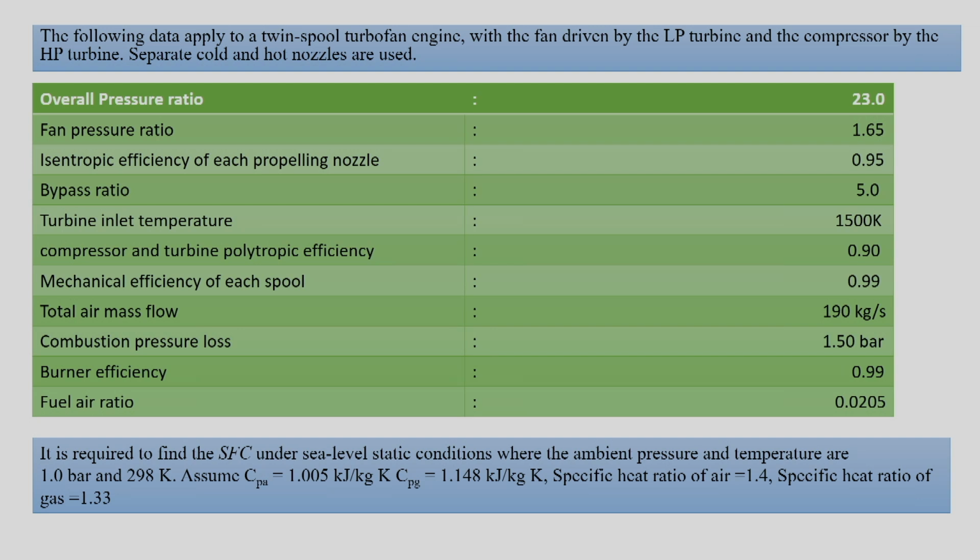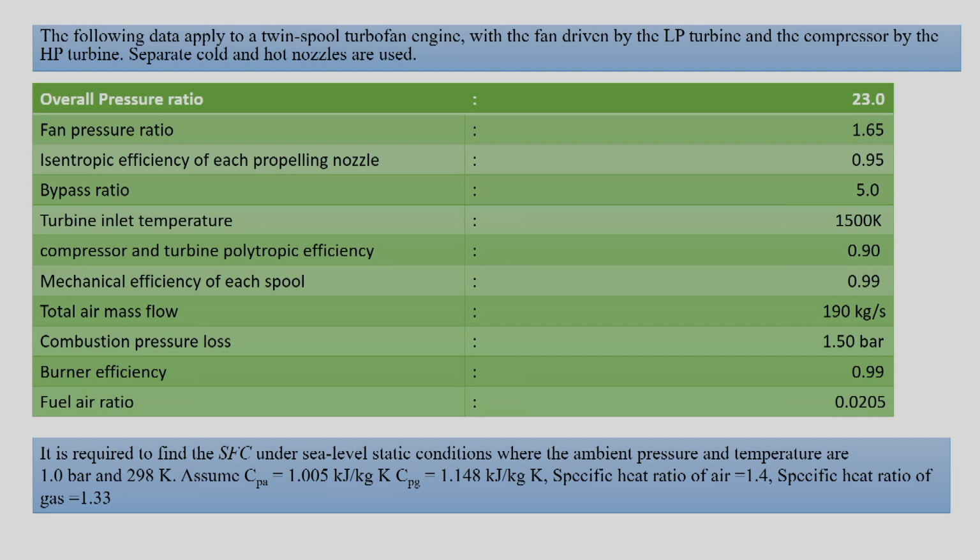Overall pressure ratio is 23, fan pressure ratio is 1.65, isentropic efficiency of each nozzle is 0.95, bypass ratio is 5, turbine inlet temperature is 1500, compressor and turbine polytropic efficiency are 0.9, mechanical efficiency of spool is 0.99, air mass flow is 190 and combustion pressure loss is 1.5 bar, burner efficiency is 0.99, fuel air ratio is 0.0205. It is required to find specific fuel consumption for static condition.